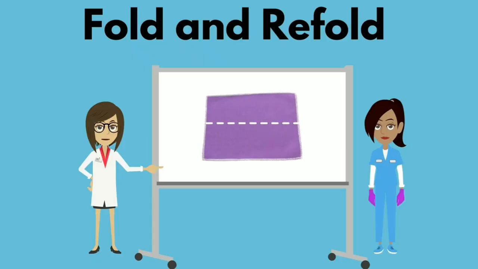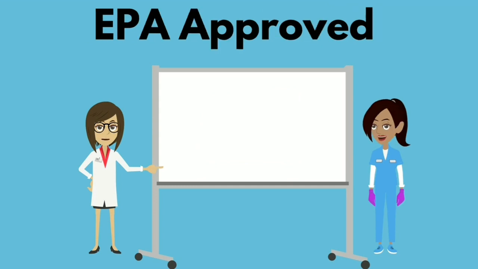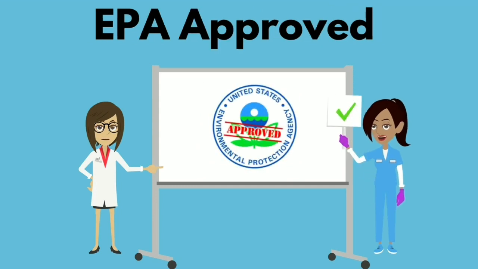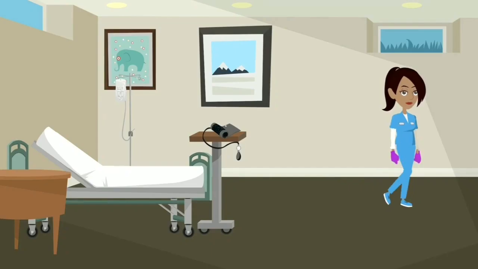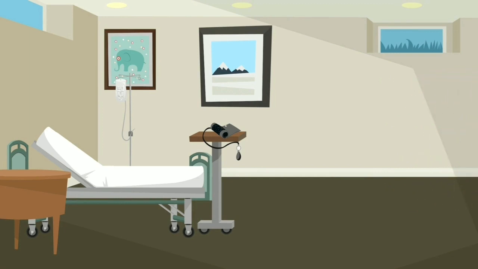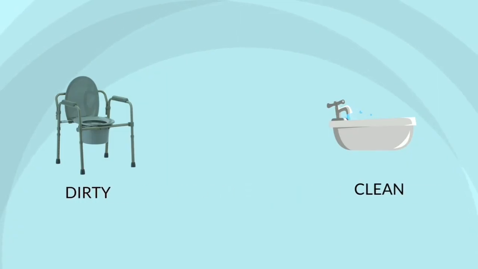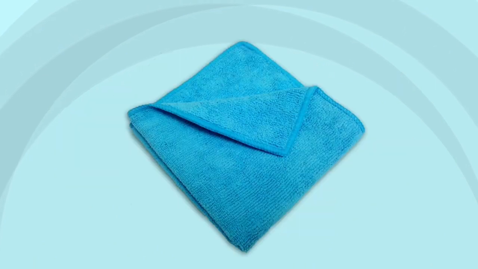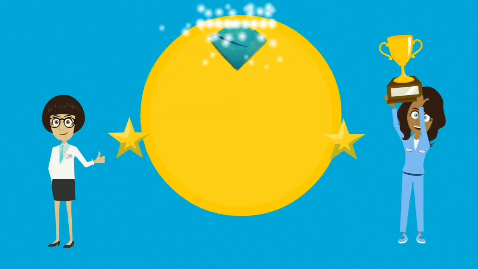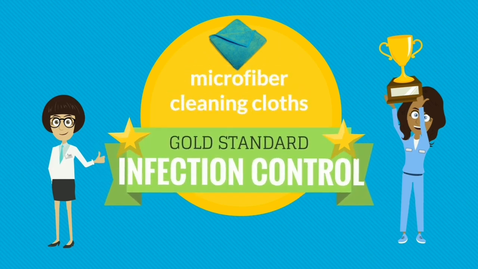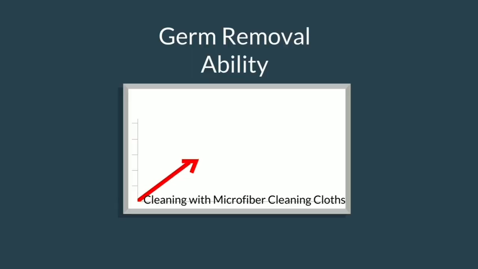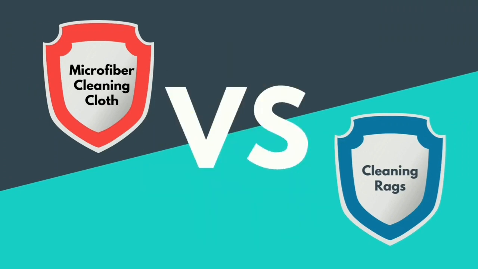Anna folds and refolds her microfiber cleaning cloth that is dampened with the approved disinfectant as she moves around the room cleaning. This process also helps prevent cross-contamination by making sure the cleanest portion of the cloth is used as she cleans. Use of microfiber cleaning cloths is considered a gold standard in healthcare environmental cleaning by infection control.